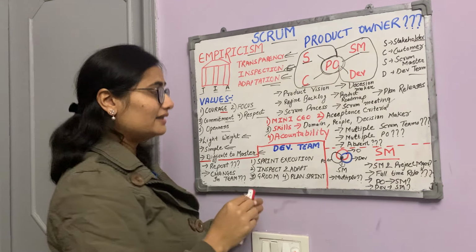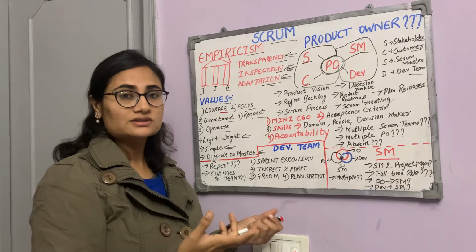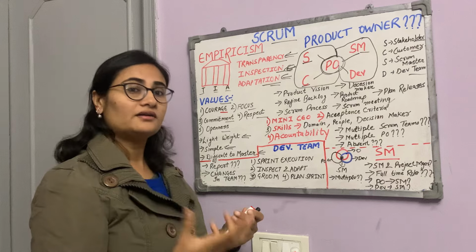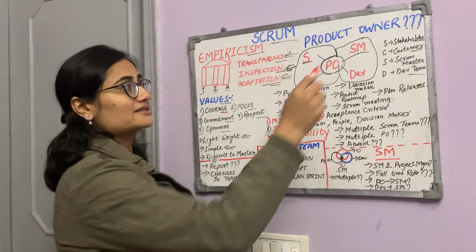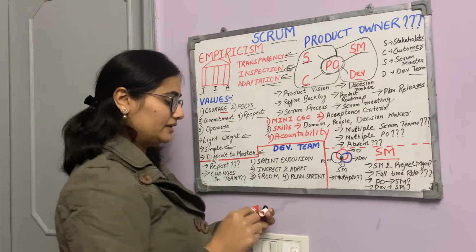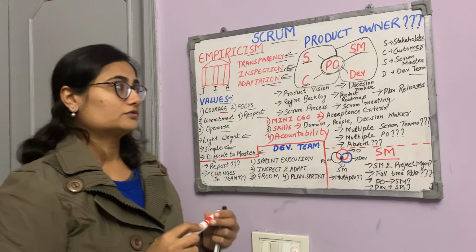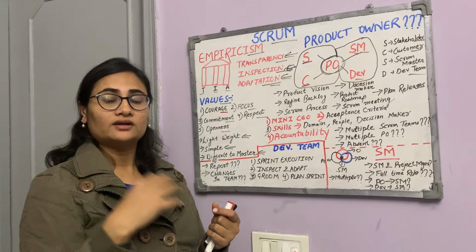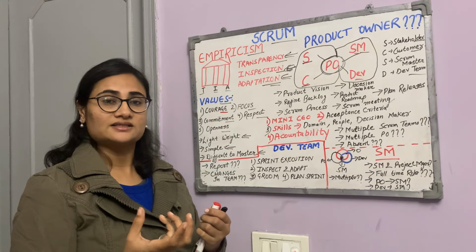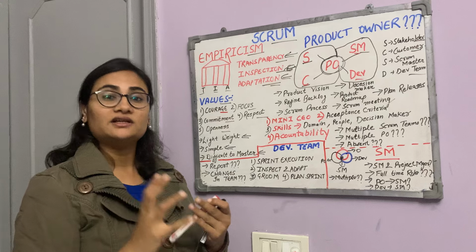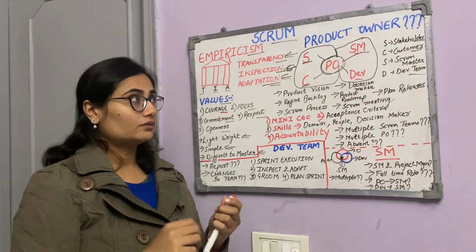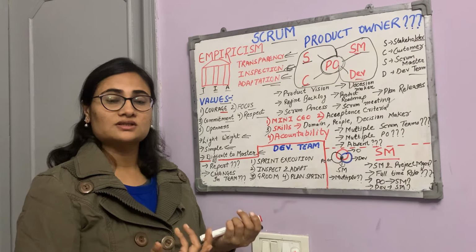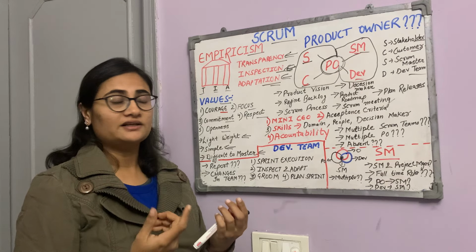So your external team can include the stakeholders, and then it also includes the customers. Internal team includes the Scrum Master and development team. So collaborating with these people who are external to the organization and internal to the organization is one of the responsibilities of product owner.